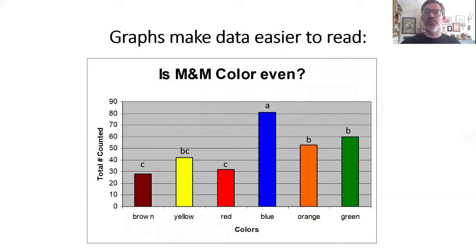Graphing the results is helpful, but you need to include some statistical significance onto the graph in order to make sense of it all. In this case, I have added letters that represent significant differences. Blue has the only A, so there are more blue M&Ms than any other color. Orange, green, and yellow are tied for second, and brown, yellow, and red are tied for third. Notice that yellow is not significantly different from both second and third place.